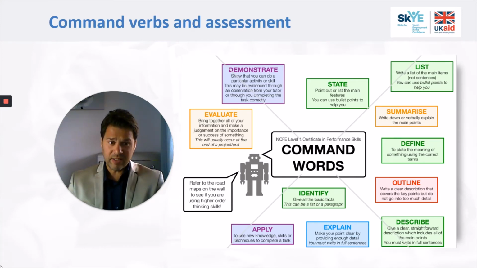What they tell us is that a describe must be a clear definition, a clear description that tells us the main points. They tell us that an identify is the basic facts. They tell us that an explain is making your point clear by giving enough detail. They tell us that a list is the main features of something, and they tell us evaluating is bringing together information to make a judgment on the importance or success of something. So at the end of a project, for example.